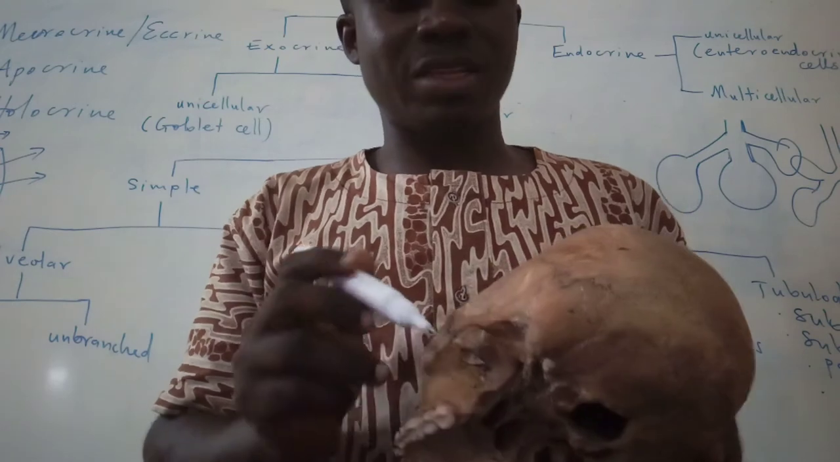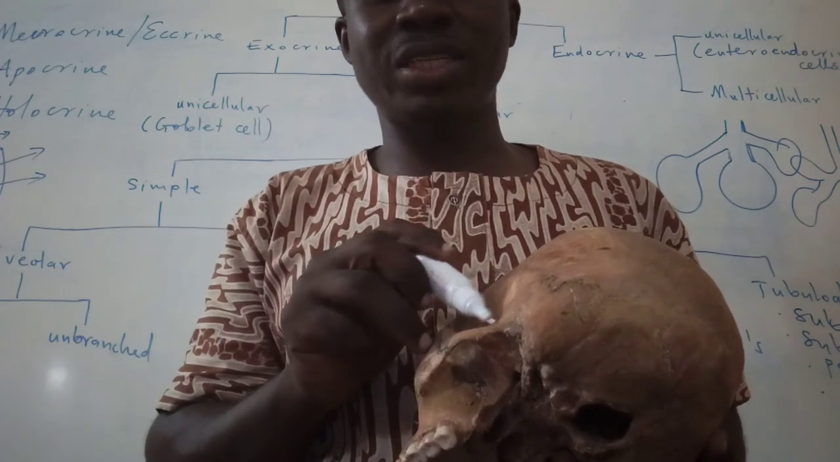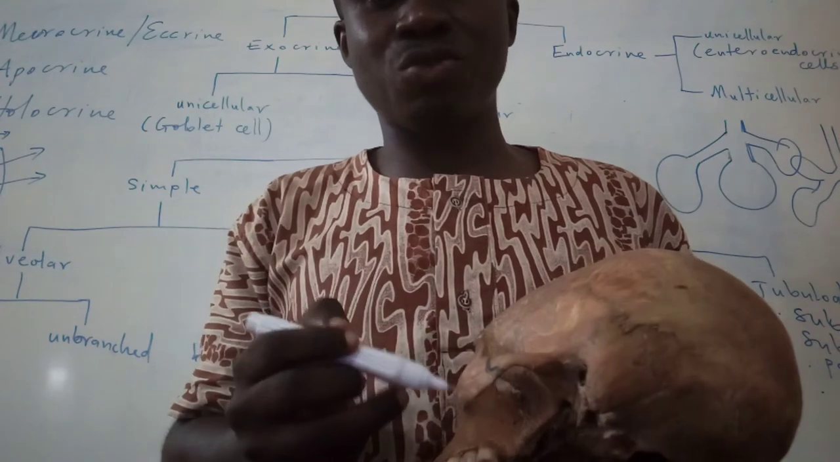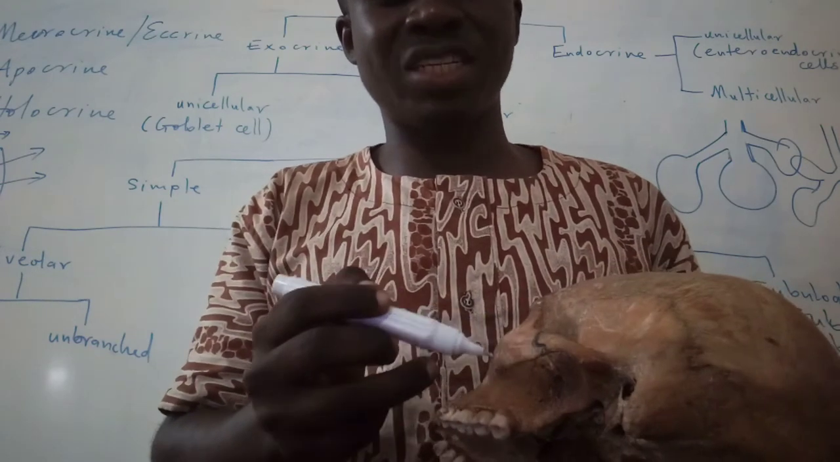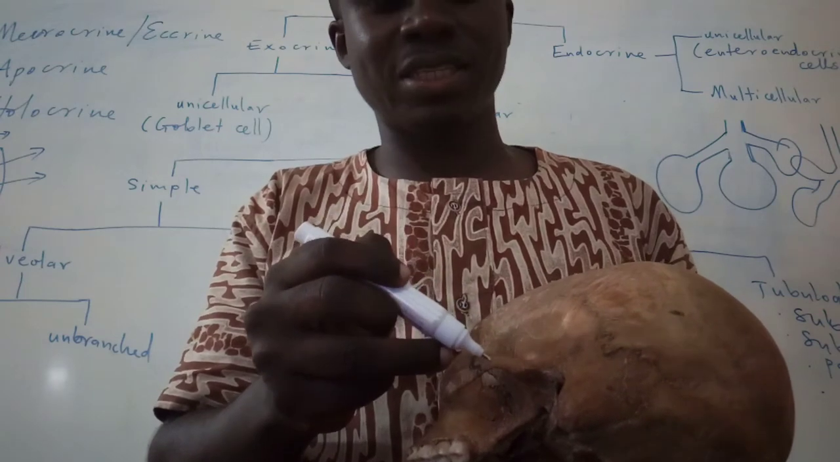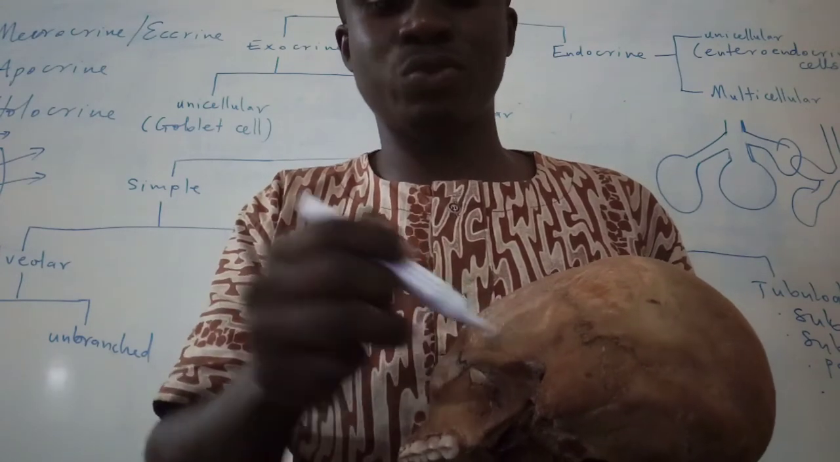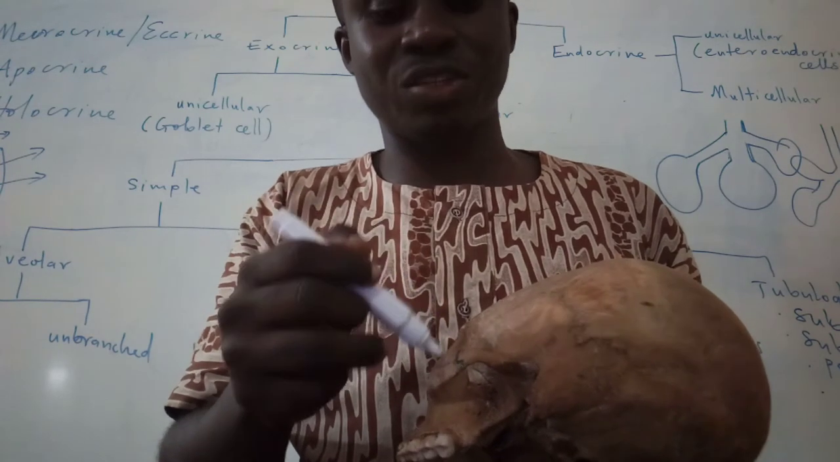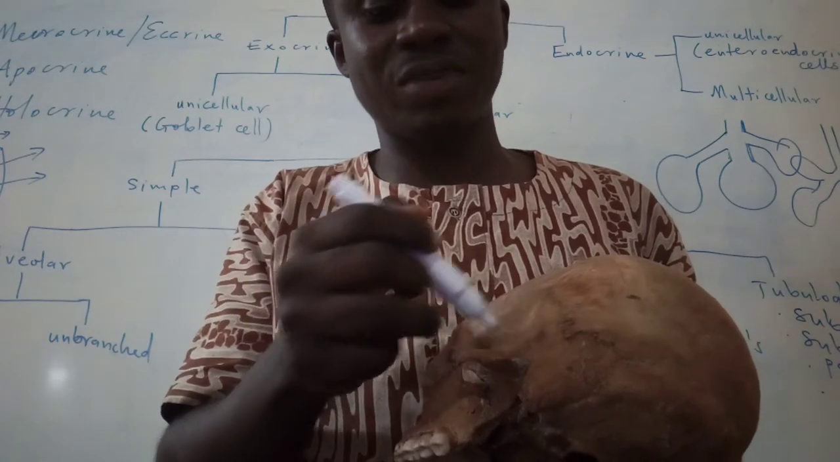Now, what we find is that it gives off this process, which, because it is going to articulate with the zygomatic bone, we call the zygomatic process of the temporal bone. So the zygomatic process of the temporal bone articulates with the zygomatic bone.